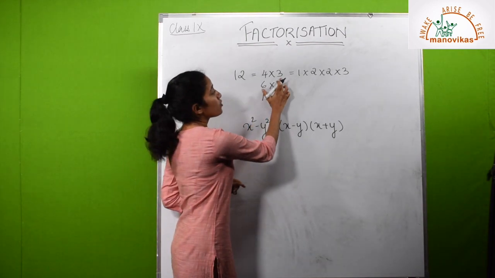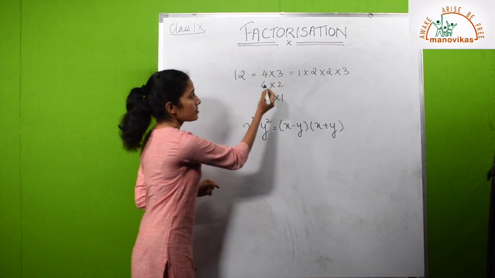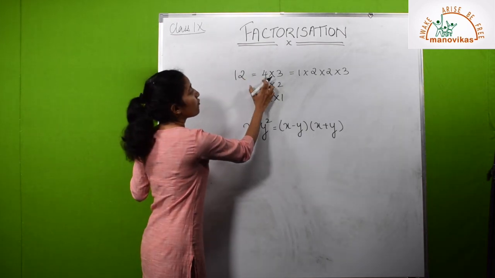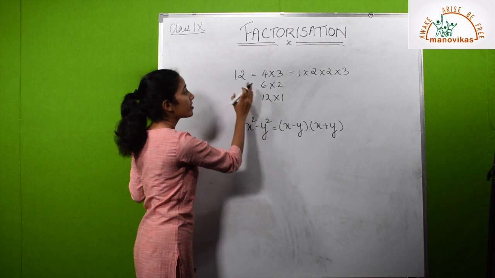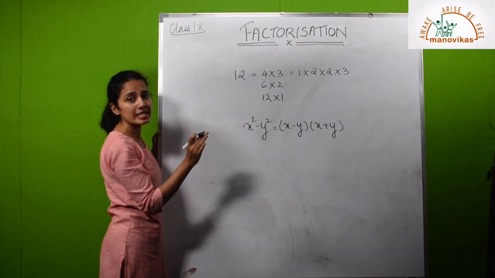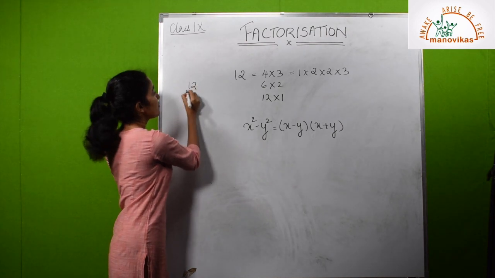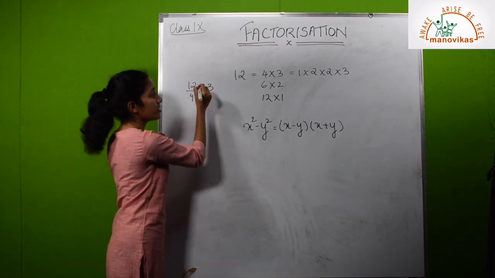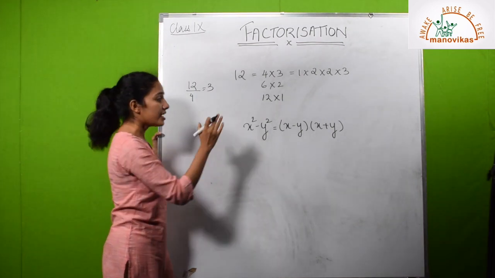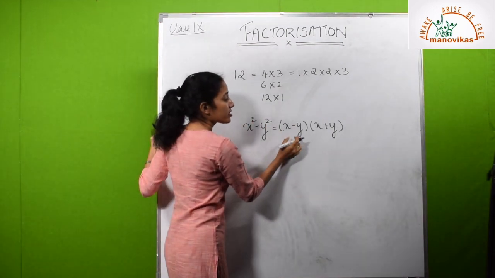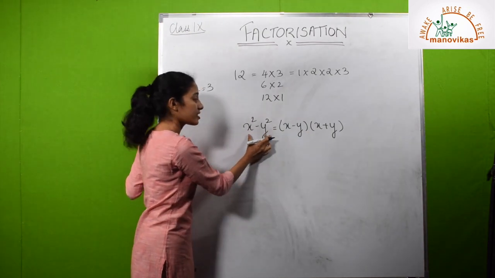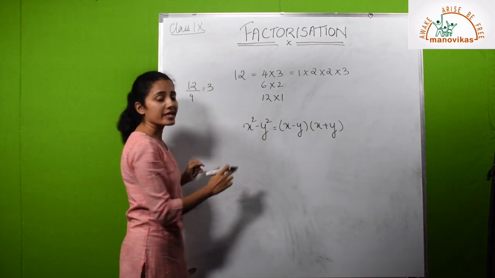Now the numbers which occur in the product are said to be the factors of the number. That is 4, 3, 2, 6 and 12 are said to be factors of 12 because they divide this number completely. That is, if you have 12 divided by 4, I get 3. It means when this is divided, the remainder is 0. In a similar way, the expressions that occur in the product are also said to be the factors of this expression x square minus y square.